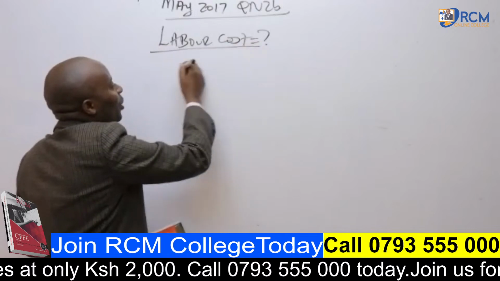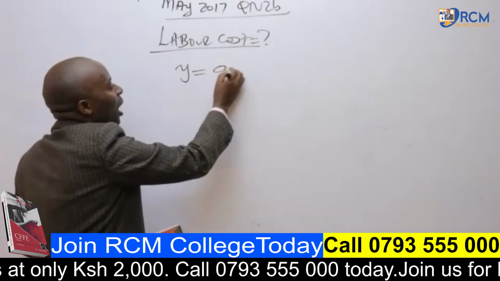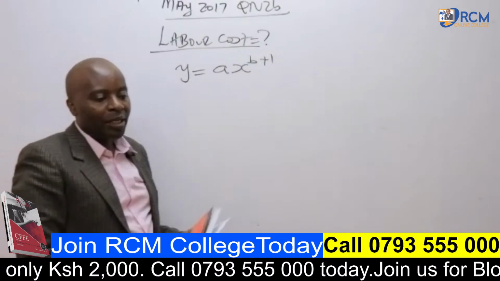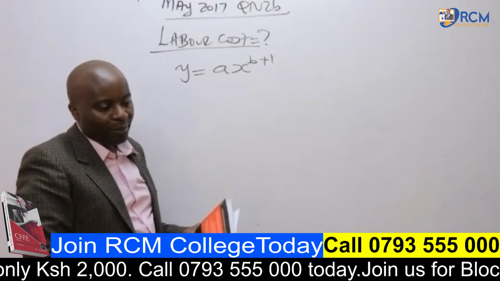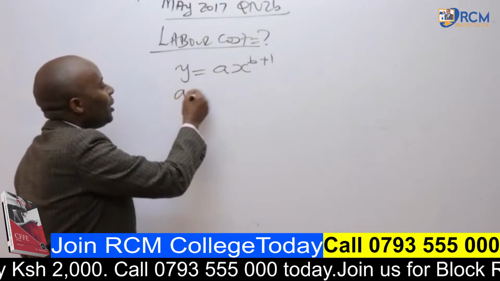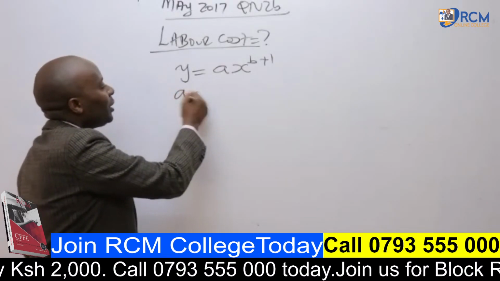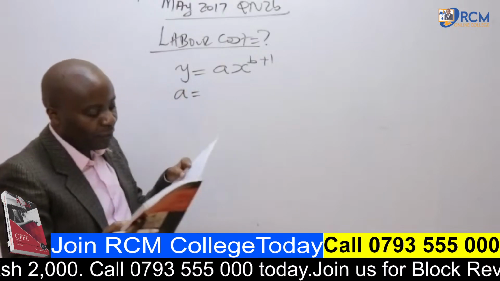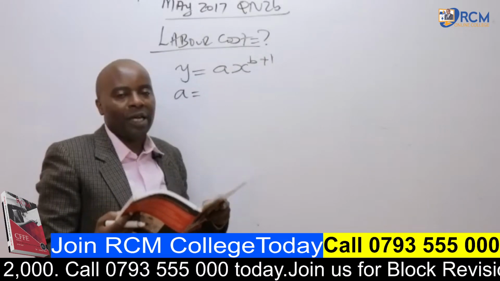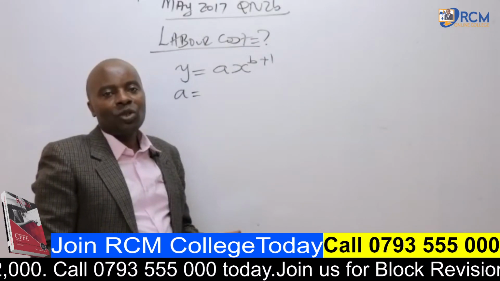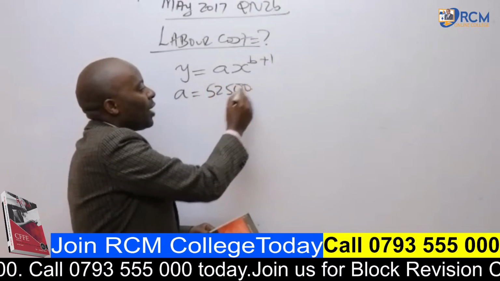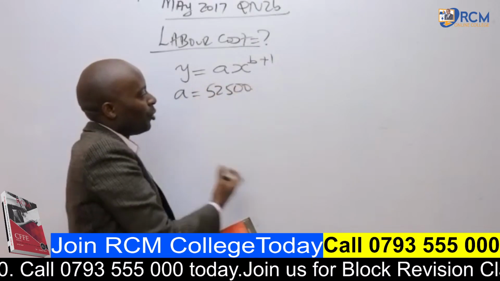Because this is what they want you to estimate using our learning curve formula, which is y equals ax raised to power b plus 1. So ladies and gentlemen, I know A is the time taken to produce the first unit. In this particular case, they never gave us time. They just gave us the total direct labor cost of the first batch. So meaning that our A is Kenya shillings 52,500, the cost of producing the first unit.